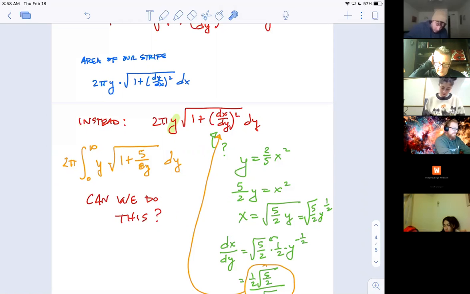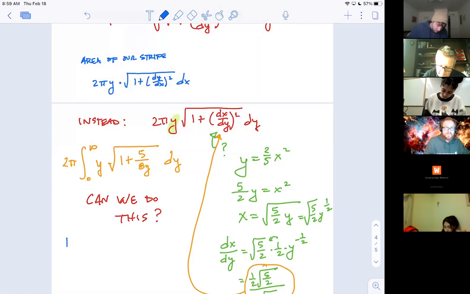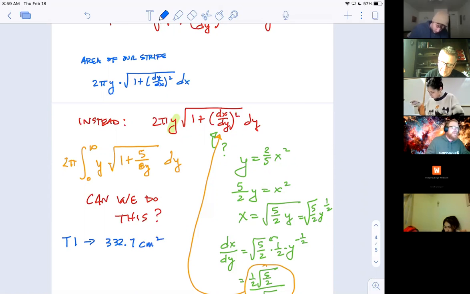And I graph that. And I ask it, what is that area? I got 332. Oh, thank God. TI says, I almost don't want to type it in just in case I don't get the same thing. Yeah, I always find it so much easier to type it into Desmos. Yeah, Desmos is way easier.